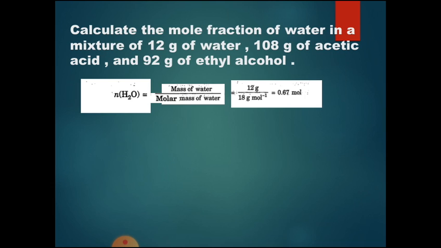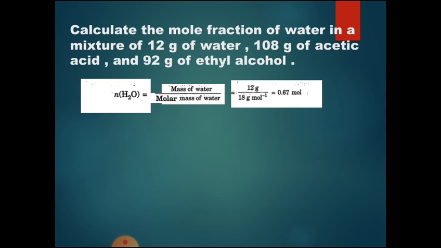For finding the number of moles, what equation do we have? Number of moles is the mass of the substance divided by the molar mass of the substance. We have learned this before. So first, the number of moles of water is the mass of water divided by the molar mass of water. The mass of water is 12 gram in this problem. So 12 gram divided by the molar mass.